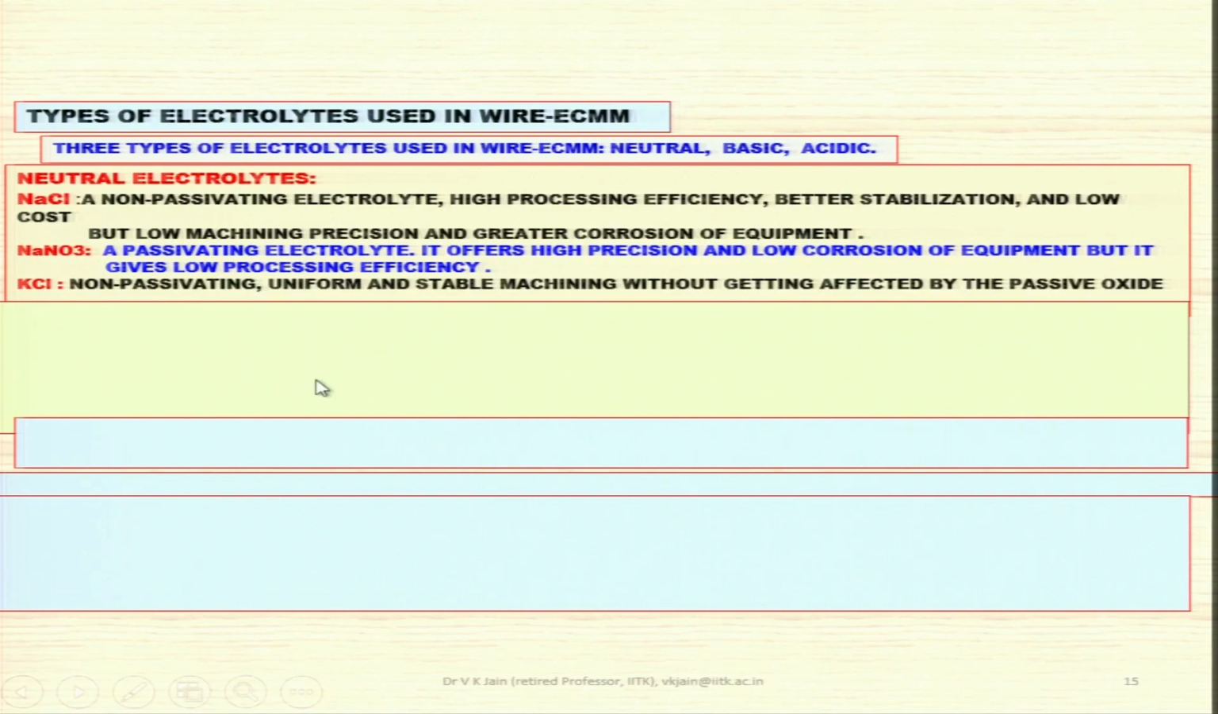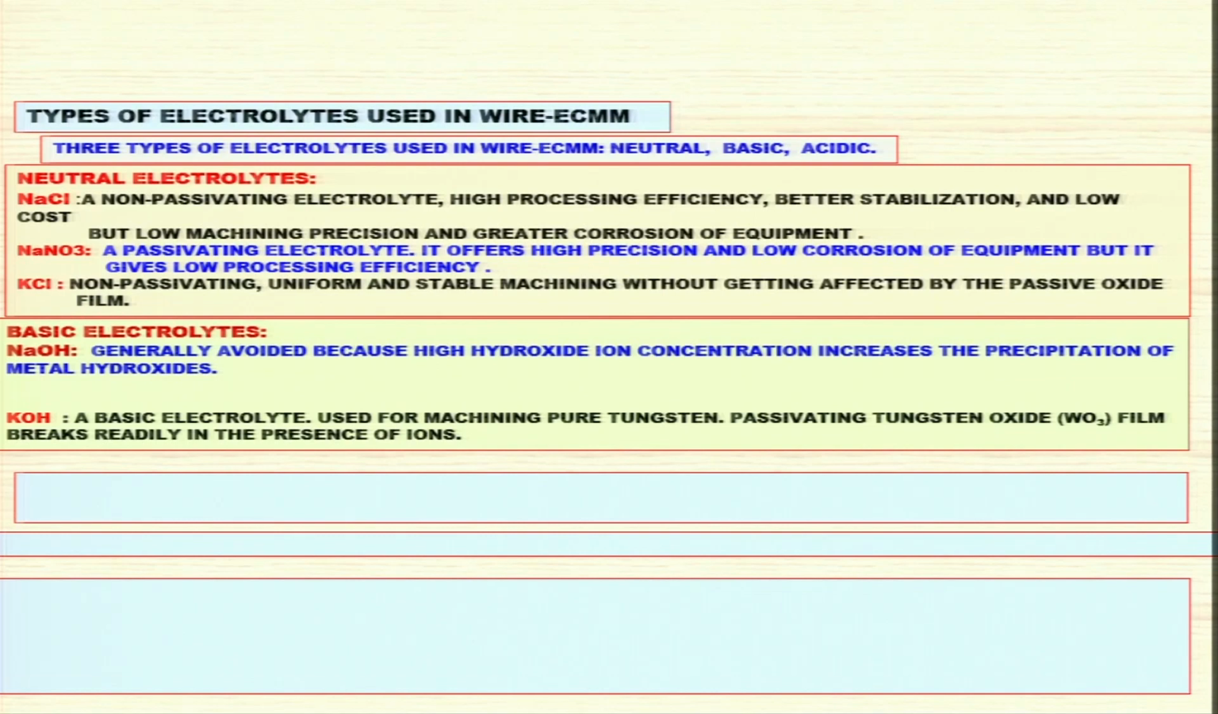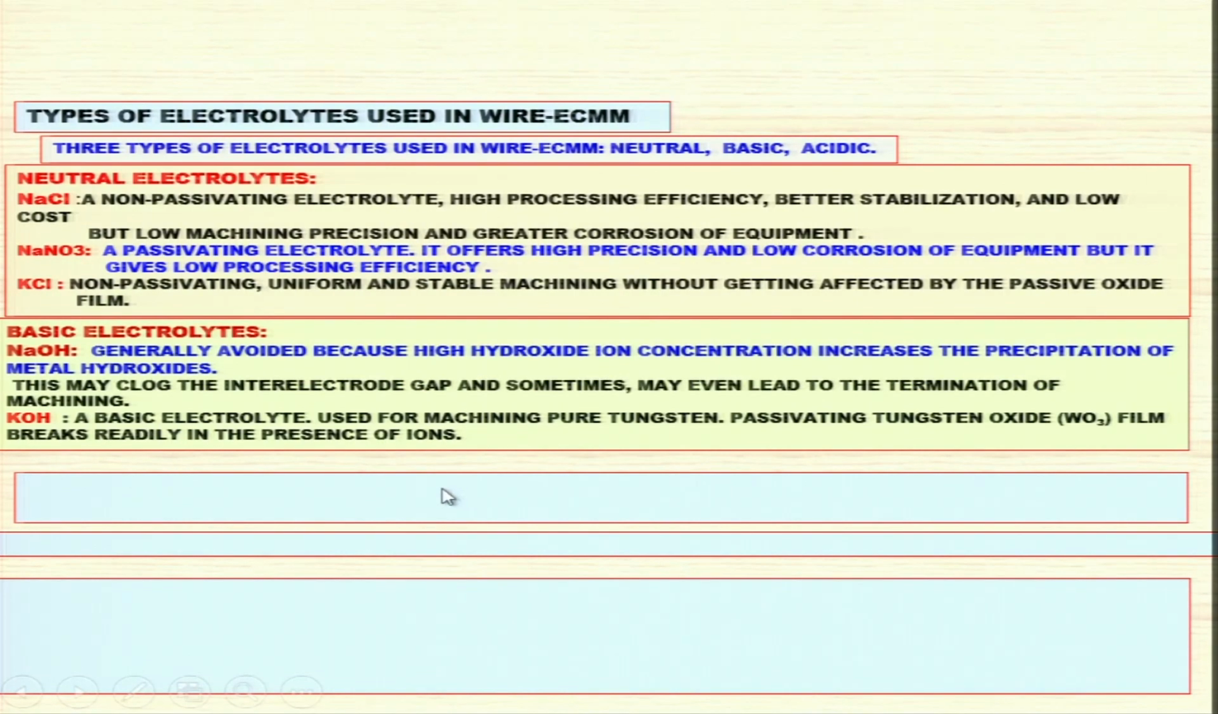Then you have KCl, again a neutral electrolyte, neutral salt, non-passivating, uniform and stable machining without getting affected by the passive oxide film. Basic electrolytes, NaOH, sodium hydroxide, generally avoided because high hydroxide ion concentration increases the precipitation of metal hydroxides. We get metal hydroxide as the reaction product, just like ferrous hydroxide or ferric hydroxide. Now, in case of KOH, a basic electrolyte used for machining pure tungsten, the passivating tungsten oxide film breaks readily in the presence of ions. This may clog the inter-electrode gap (IEG) and sometimes may even lead to the termination of the machining operation.